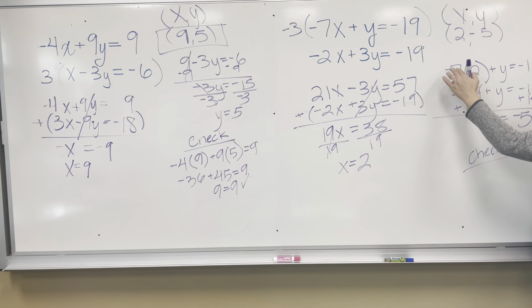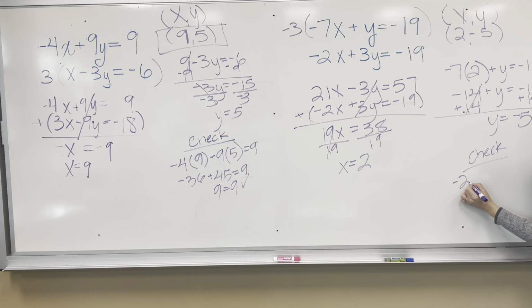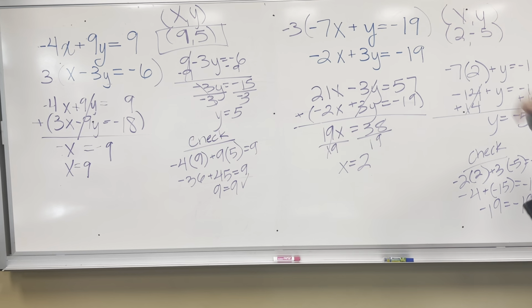So I used the top equation to solve for y, so now I have to use the bottom equation to check. Negative 2 times x is 2, plus 3y, which is negative 5, equals negative 19. Negative 4 plus negative 15 is negative 19. So that is the correct coordinate for the solution to the system. That would be where they intersect. Pause the video here if you need to take some notes.